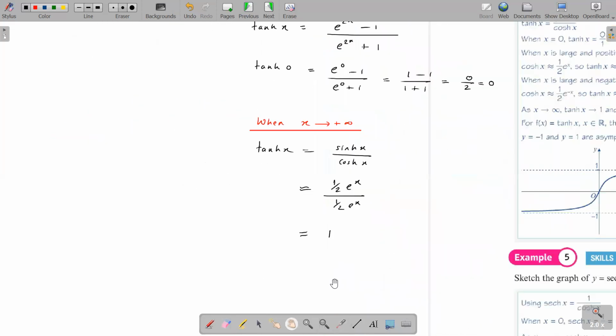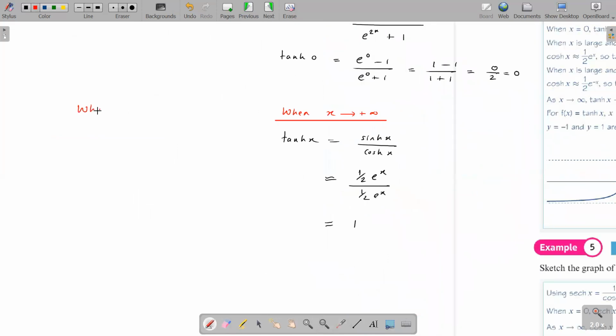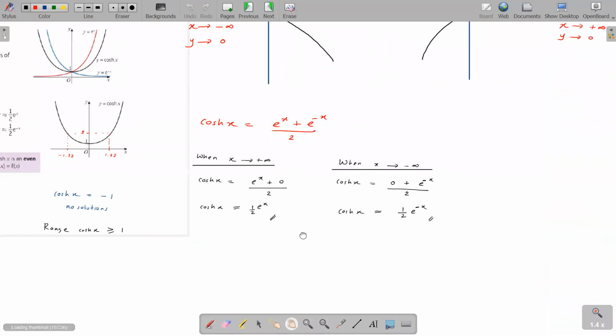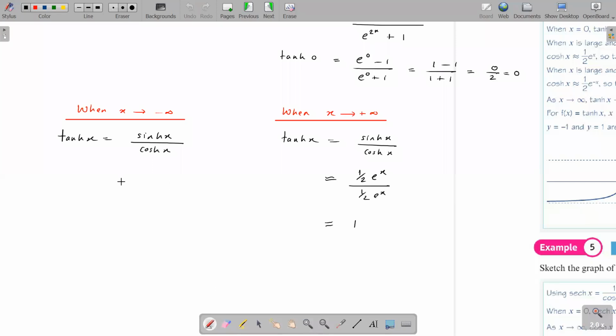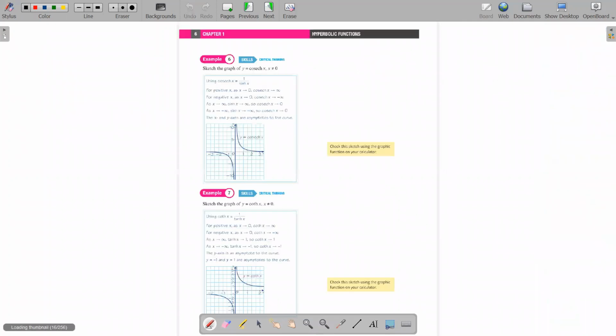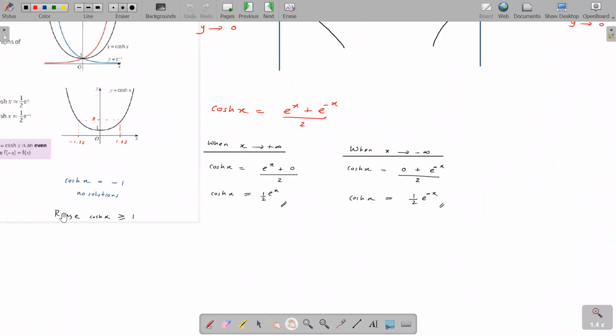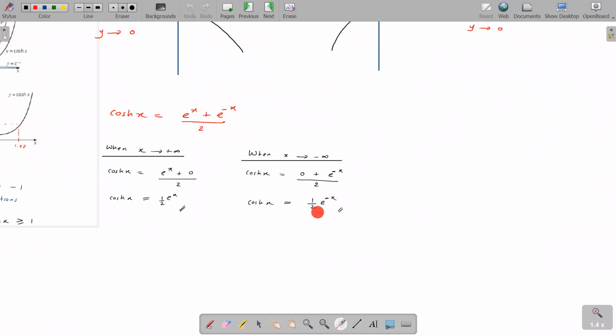Okay, so we can do a similar strategy when x goes to negative infinity. So what happens when x goes to negative infinity? So the same thing again. Tan x is sin over cos. So what happens when x reaches negative infinity? Sin x reaches minus half e to the power minus x. So it's minus half e to the power minus x divided by cos x. Cos x, when x reaches negative infinity, reaches half e to the power minus x.